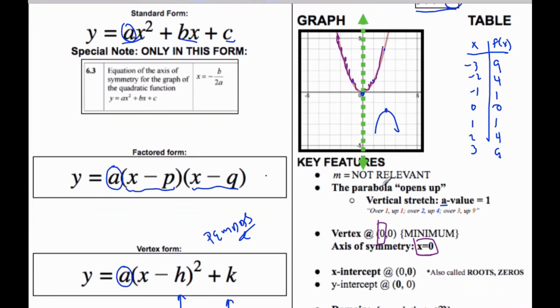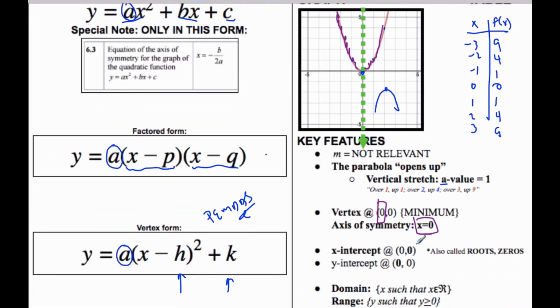For our parent function x squared, our x-intercepts and y-intercepts are the origin, (0, 0). Note the y is 0 for the x-intercept, x is 0 for the y-intercept. And just so you know, x-intercepts are also called roots or zeros. So that's another way to ask for x-intercepts, or they could also be called solutions. And then the last thing we'll talk about is the domain and the range.